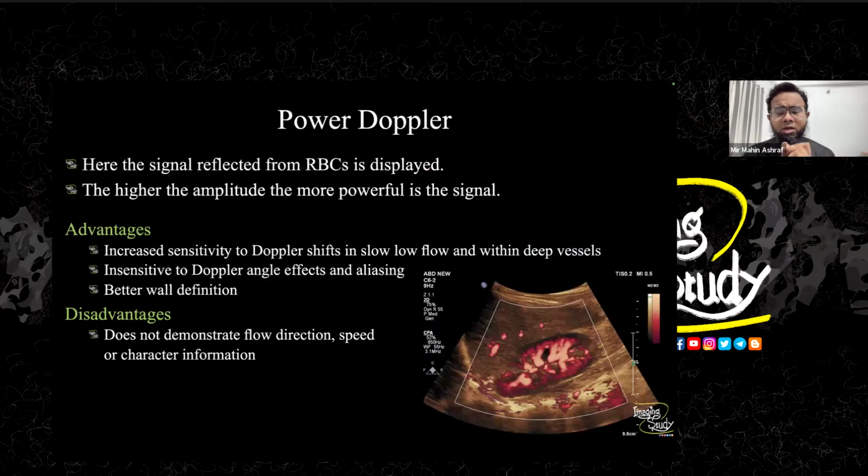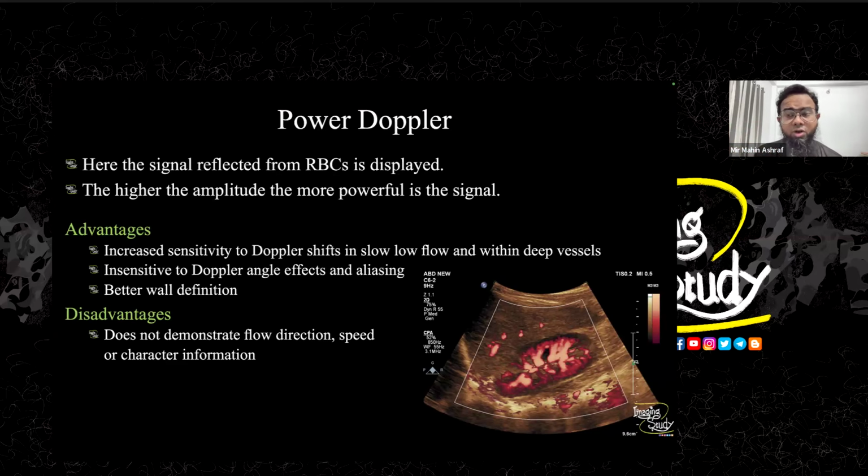We have power Doppler, where we try to detect motion or slow flow or perfusion. In power Doppler, we don't use that complex Doppler shift equation, so it's not angle dependent. It depends on the RBC flow. There is a signal from the moving RBC. We'll put it with color.